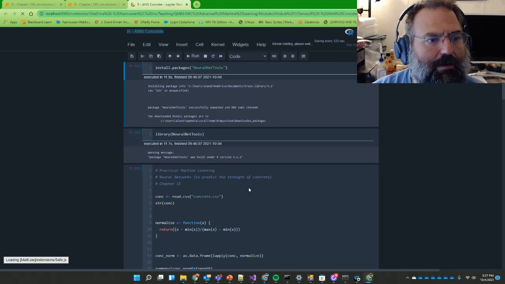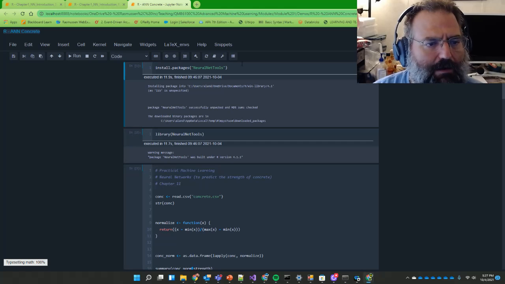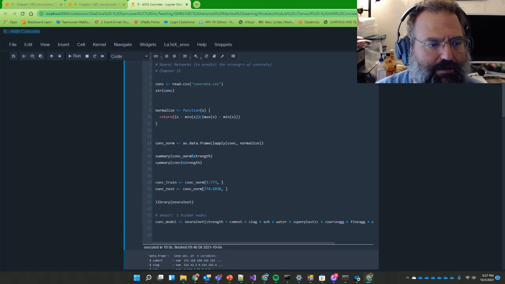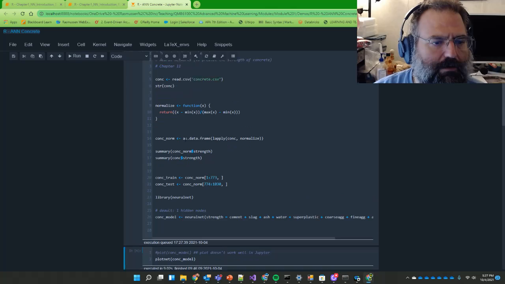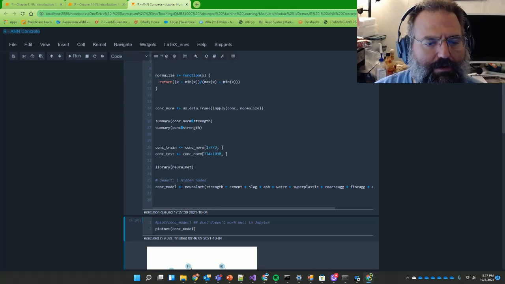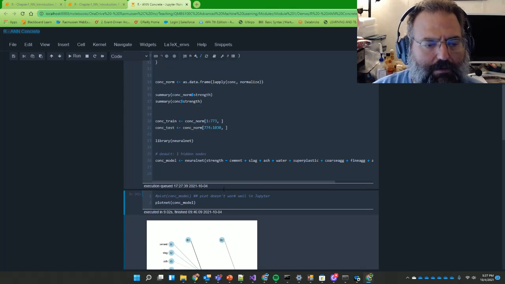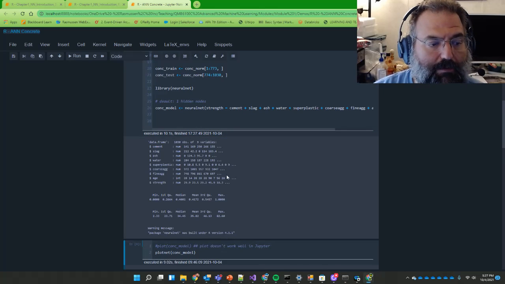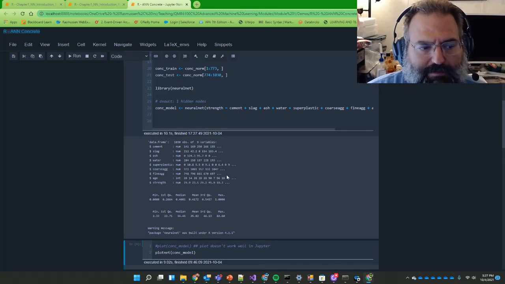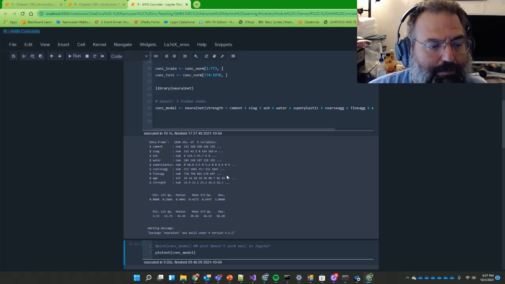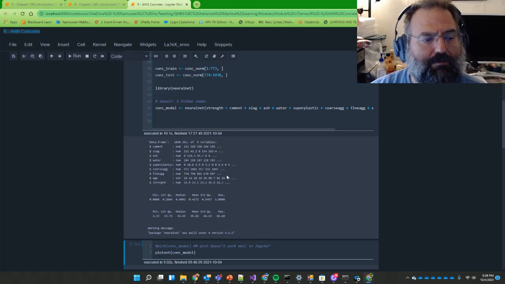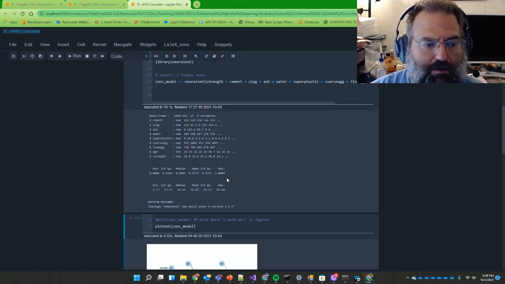And then our probably last demo is about concrete. The basic idea here is that the things that go into concrete determine how good it is, or how strong it is, the other way to put it. So you've got cement, slag, ash, water, looks like superplasticizer, some coarse aggregate, some fine aggregate. And then other things that contribute to the strength are the age and how much cement is in it, right? So those are factors that all go into concrete.